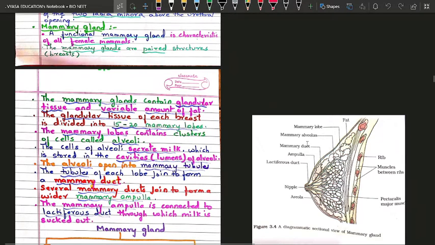The alveoli open into the mammary tubules. The tubules of each lobe join to form the mammary duct. Okay, mammary duct, so they form in this way. Several mammary ducts join to form the wider mammary ampulla. The mammary ampulla is connected to the lactiferous duct.